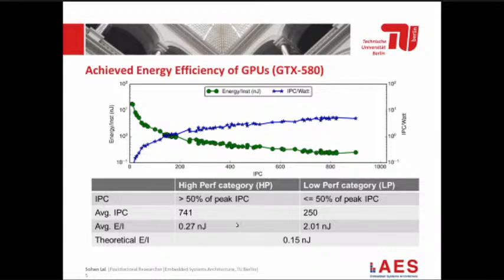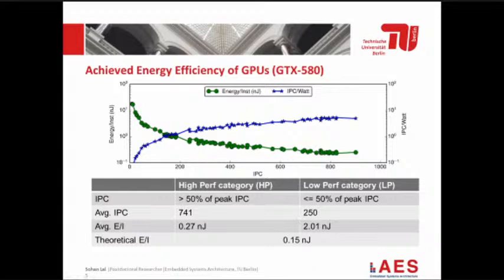If we look at further statistics, the average IPC for the high performance category was 741, which is good, more than 70% of the peak IPC. But if you look at the IPC of the low performance category kernels, which have low energy efficiency, they have an average IPC of 250. 250 is even less than 25% of the peak IPC. So a lot of things are underutilized. If we look at the average energy per instruction, we have 0.27 nanojoule for the high performance category and about 2 nanojoule for the low performance category.